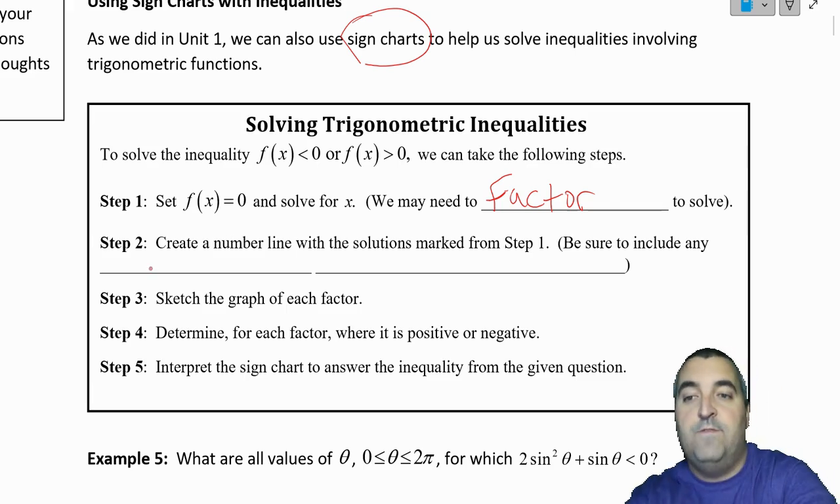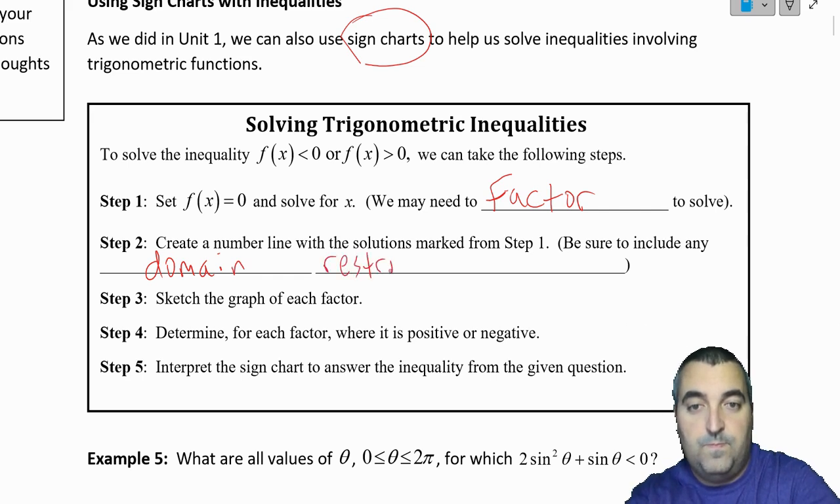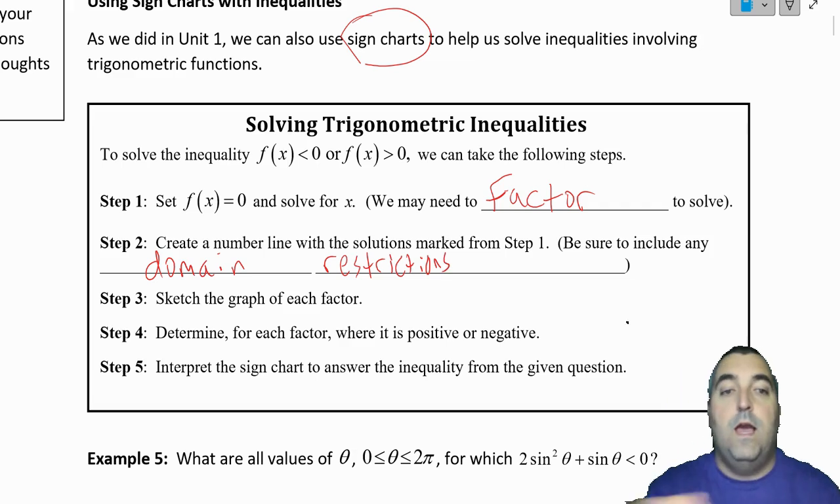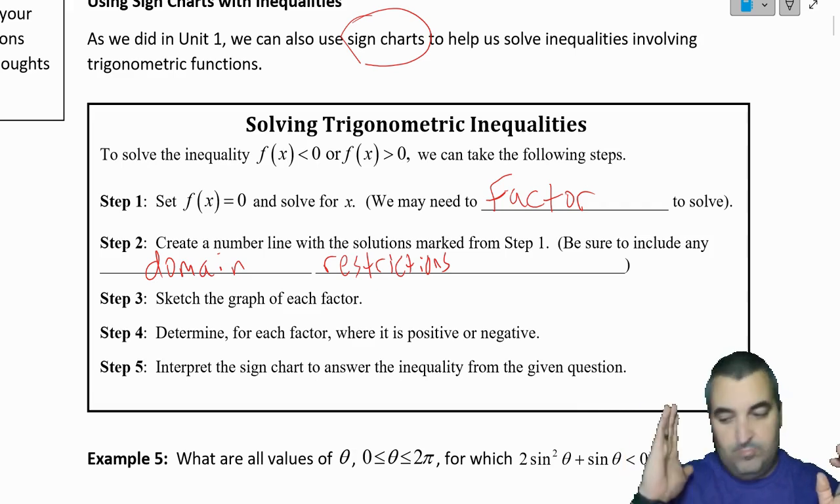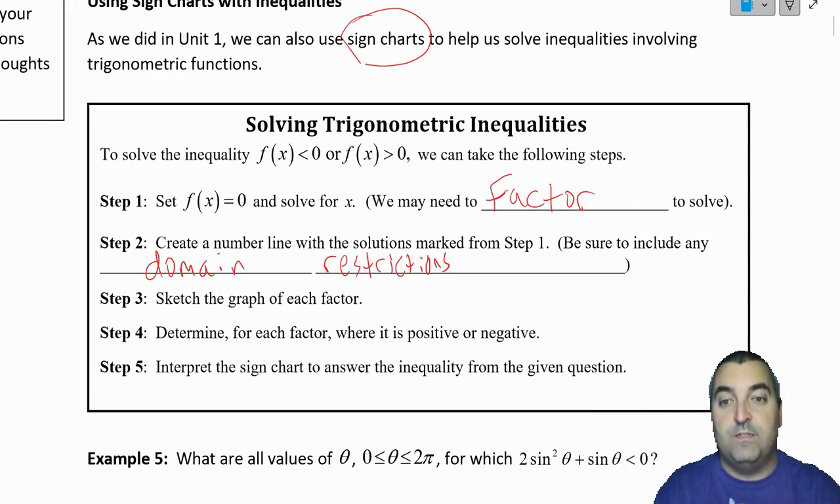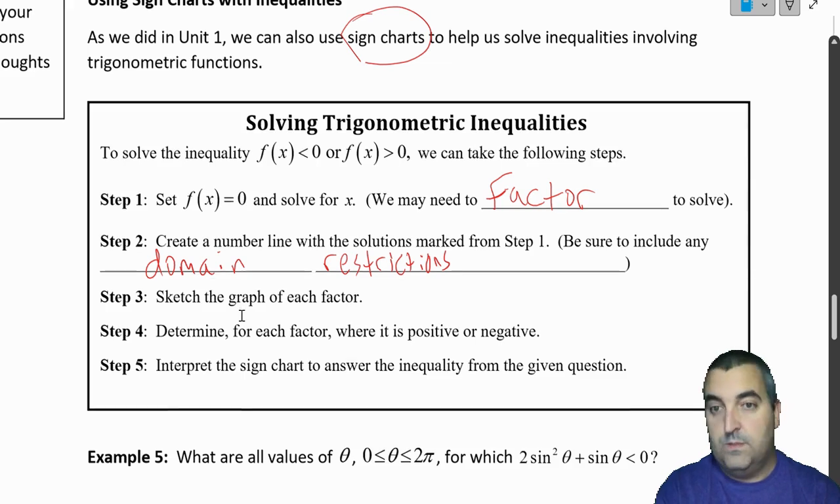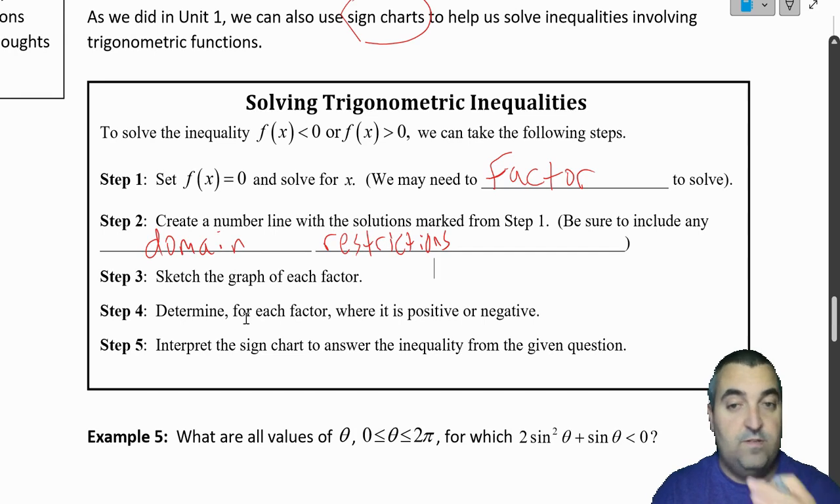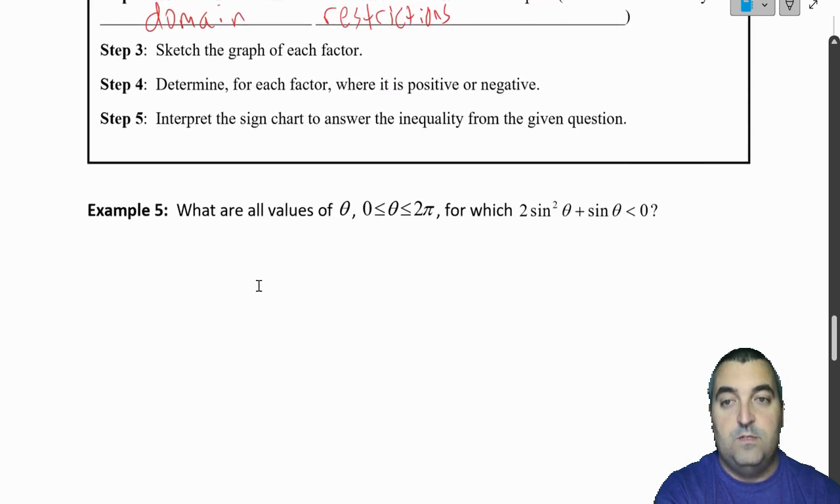But then you also have to include domain restrictions. So, my pen likes to not work. There we go. Domain restrictions. So if they say they want only the answers from 0 to 2 pi, which they do a lot, you got to include 0 and 2 pi as endpoints on your number line. Then you can sketch the graph of each factor. And then determine for each factor if they're just positive or negative, and then interpret the sign chart just like we would do previously.